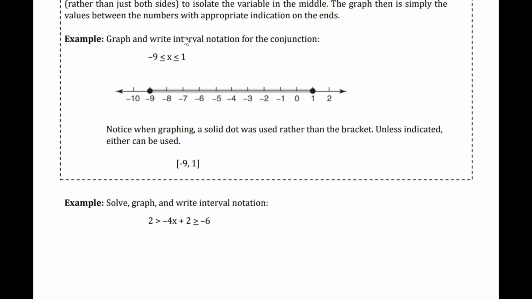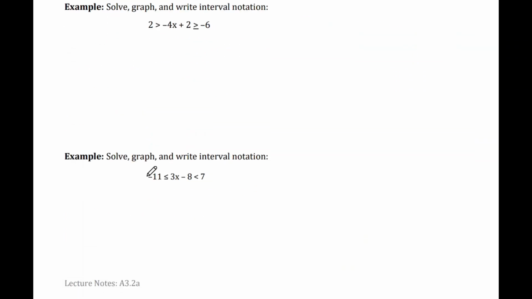Since x is already isolated, we can go right to the graph. It's this one right here. So if we use the closed dot notation, we have the closed dots, and it'll be everything between -9 and 1. On the next example, there's a little more work to do because we have to isolate x in the middle.